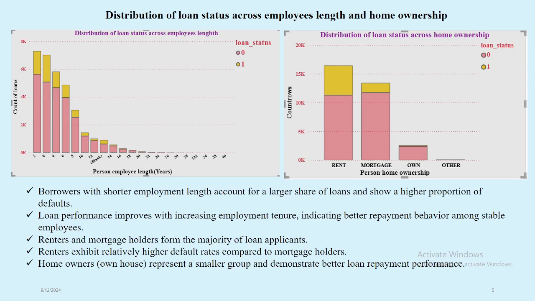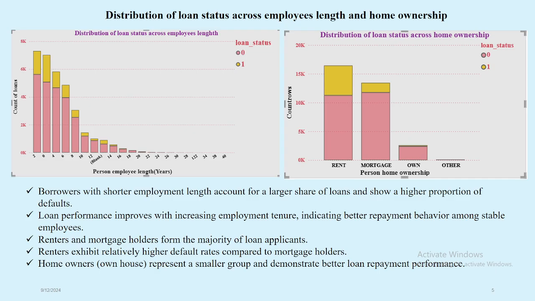It means as a person's employment length increases, their experience increases, so their salary will be better and their income will be stable, and they convert from defaulters to non-defaulters. That is exactly what we can observe from this graph.